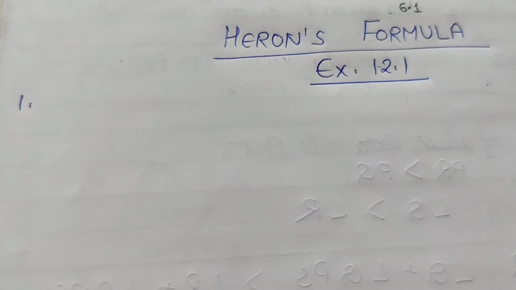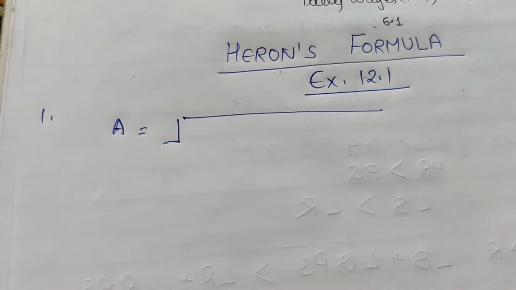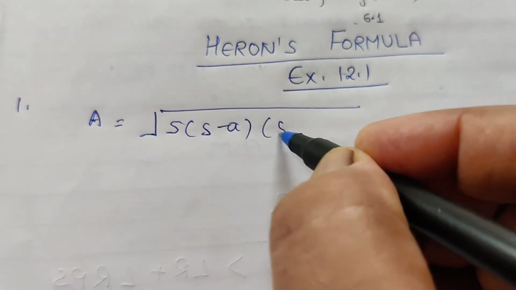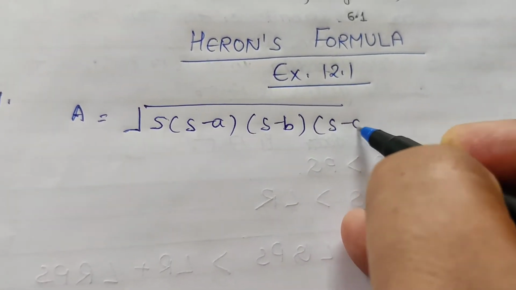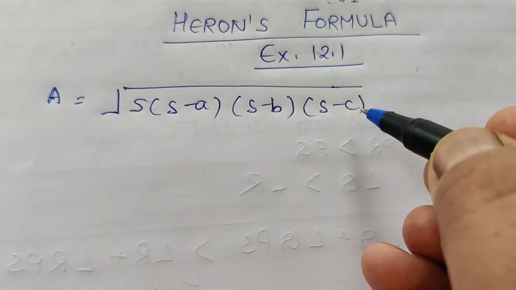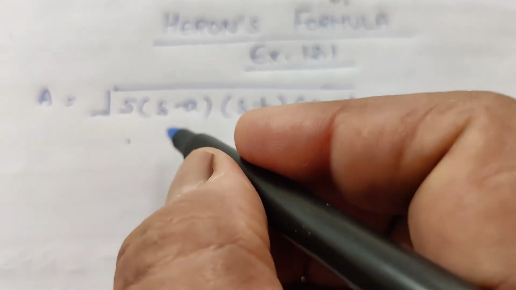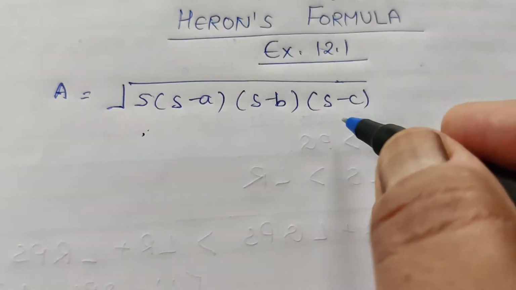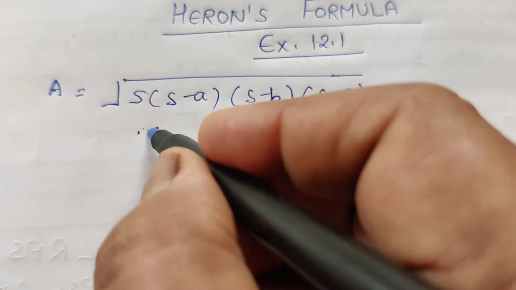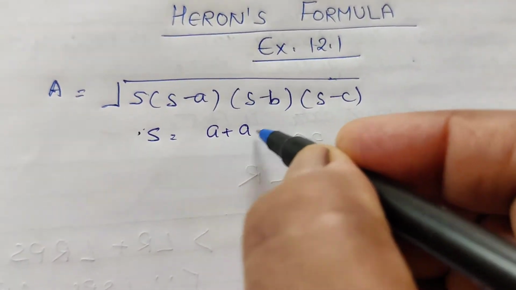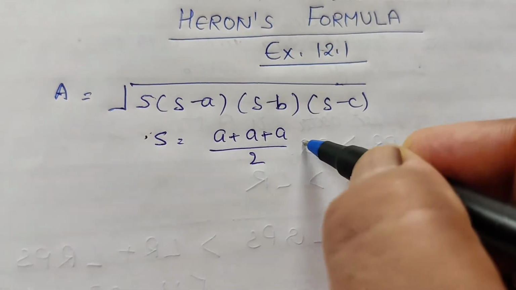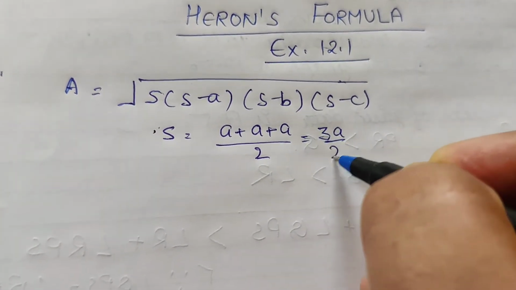Okay. The Heron's formula for the area of a scalene triangle: area equals under root S (S minus A)(S minus B)(S minus C), where A, B, C are the sides of the triangle and S is the semi-perimeter. If the side is A, equilateral triangle means all three sides are equal to A. Therefore, S equals (A plus A plus A) by 2. It means the semi-perimeter is 3A by 2.